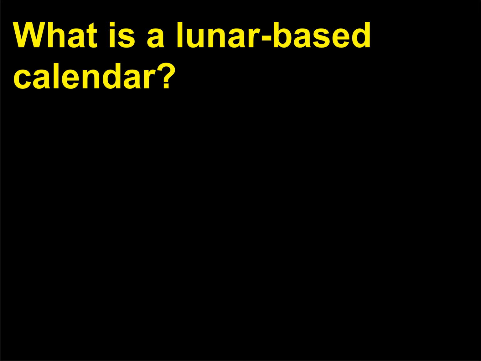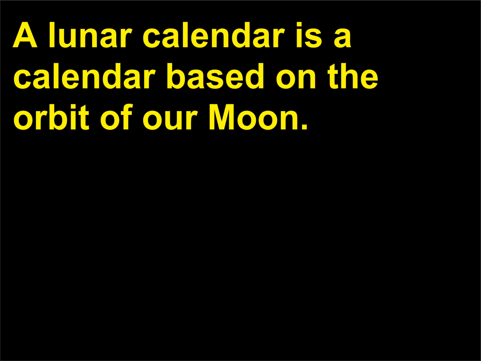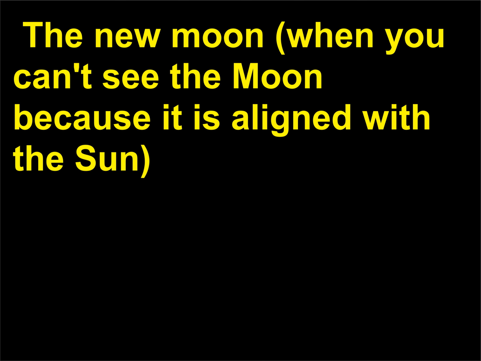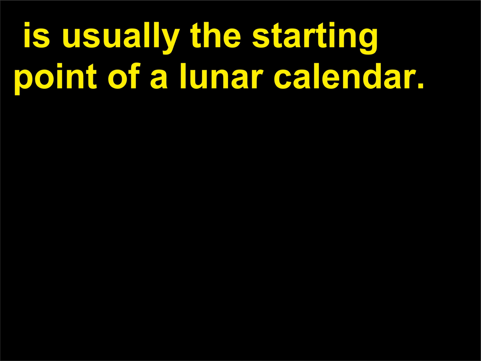What is a lunar-based calendar? A lunar calendar is a calendar based on the orbit of our moon. The new moon, when you can't see the moon because it is aligned with the sun, is usually the starting point of a lunar calendar.